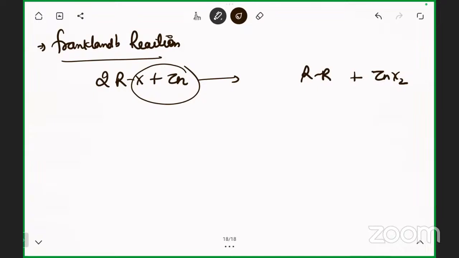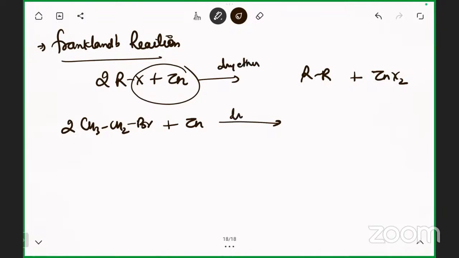Just take up an example. For example, CH3CH2Br, two molecules, react with zinc in the presence of dry ether and a little bit of heat. Now, what will it form? The product will be CH3CH2CH2CH3, that is CH3CH2 plus CH2CH3, plus ZnBr2. Very good, both are correct.